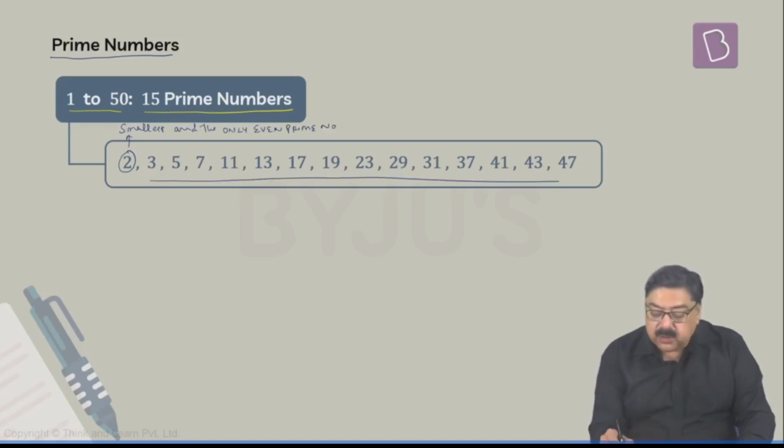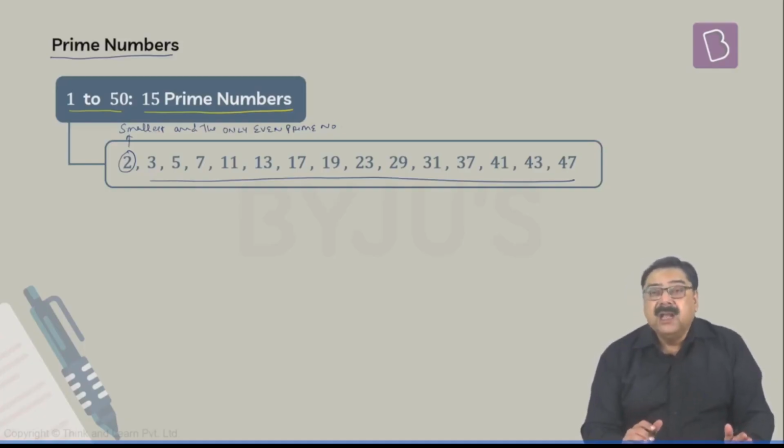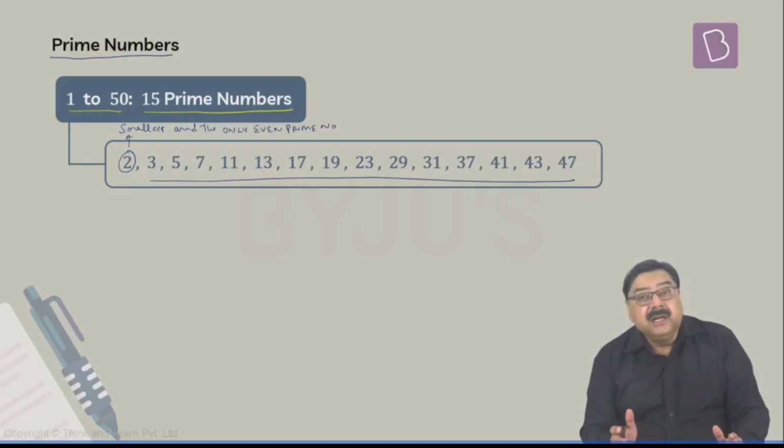As you can see, apart from 2, there cannot be any other even number which will become a prime number. Why? Because any other even number, let us say 64, is divisible by itself and by 1. Apart from that, it has so many other factors: 2, 4, 8, 16, then 32. So hence, it cannot be a prime number, it's a composite number.